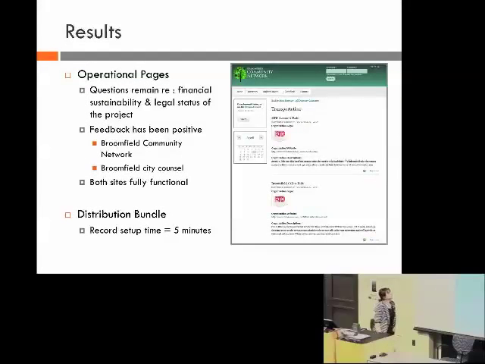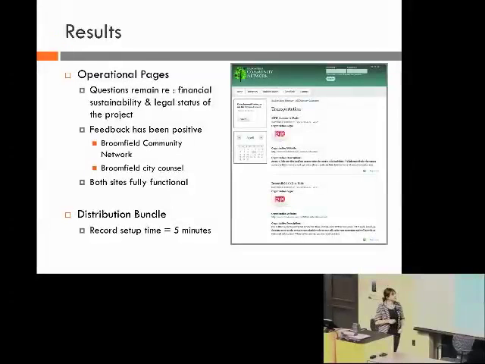So the results. In terms of the page itself and the viability of the project, there are still some questions remaining about the financial sustainability and legal status of the project. However, Mr. Dormish has already reached out to the Leeds School of Business, as well as a couple members of the Broomfield community, looking for help with both of these. If anybody's interested in helping with that project, the information to contact him and become part of the Community Network project is available on the national page.